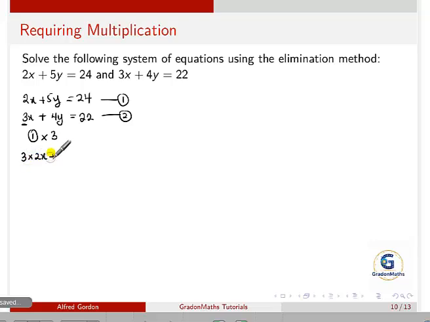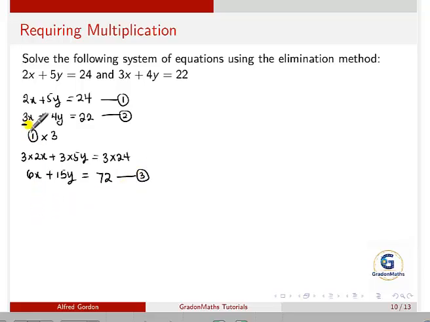multiplying 2x plus 3 multiplying 5y is equal to 3 multiplying 24. So we are multiplying every term in equation 1 by 3. Here we have 6x plus 15y is equal to 3 by 24, which gives us 72. Let's name this equation 3.